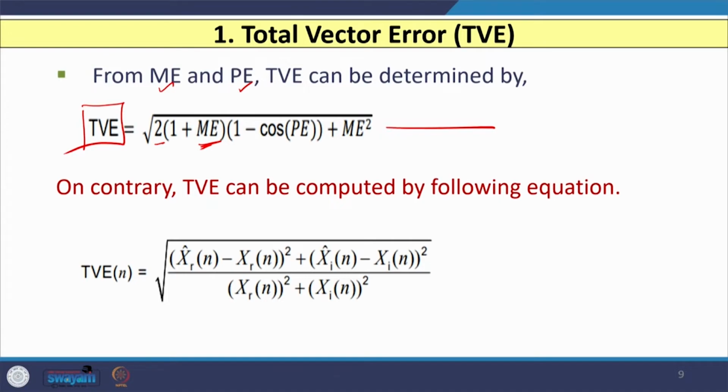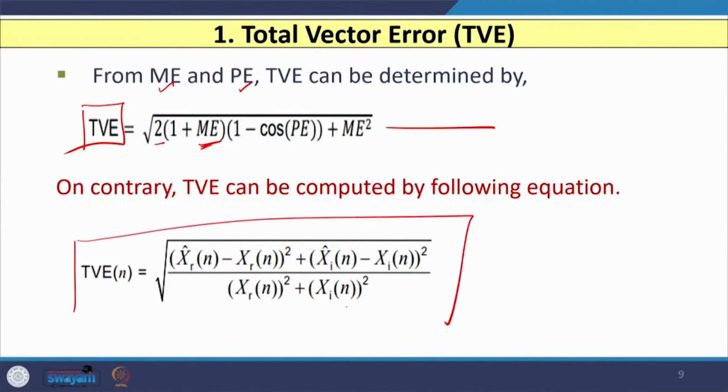However, sometimes if you wish to calculate the total vector error without calculating magnitude error and phase error, then also you can do, and for that you have to use this equation. In this case, total vector error for a particular sample number is given by the square root of xr hat n minus xr n square plus xi hat n minus xi n square, divided by the whole term, that is xr n square plus xi n square. So, using this you can calculate directly the total vector error.